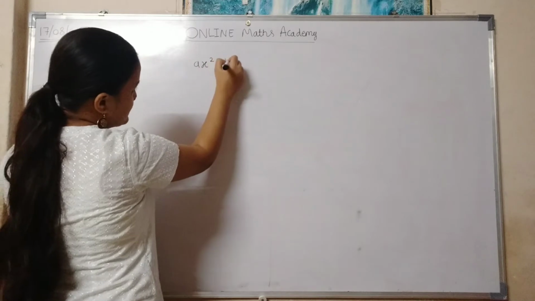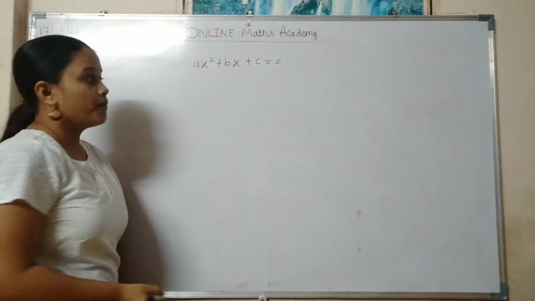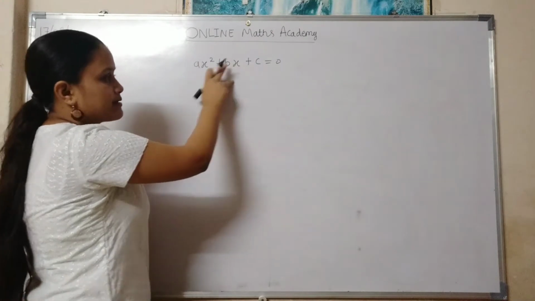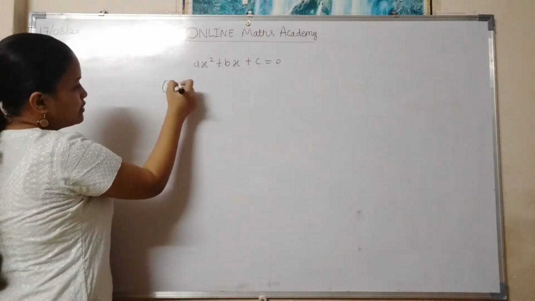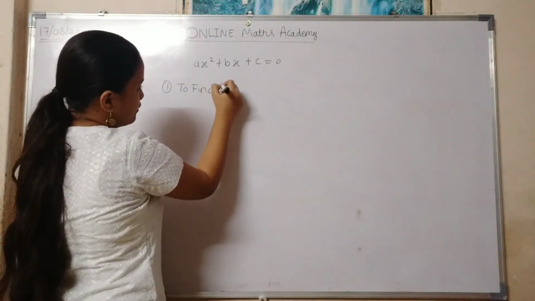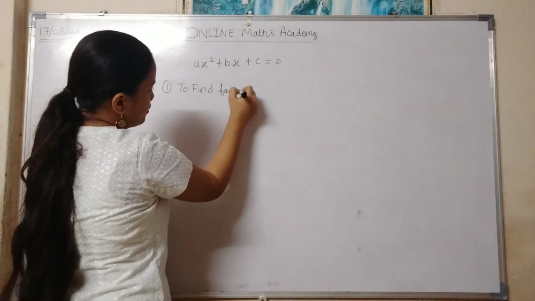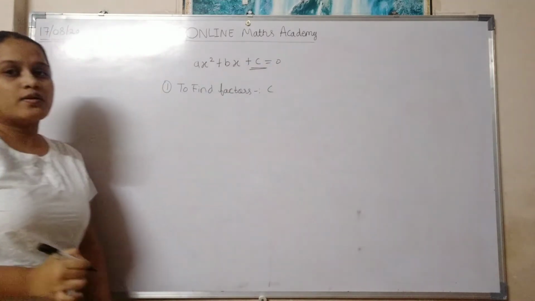ax² + bx + c = 0. This is my standard form. Here c is the last term and b is the middle term. Step 1 is to find the factors. Now, factors of what? Factors of c. We'll find factors of c.